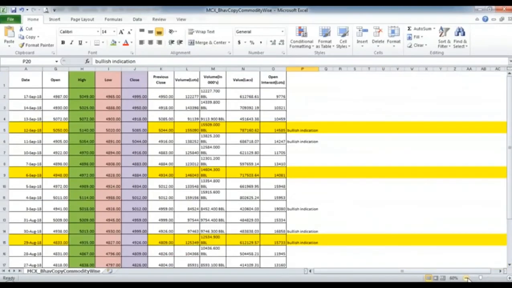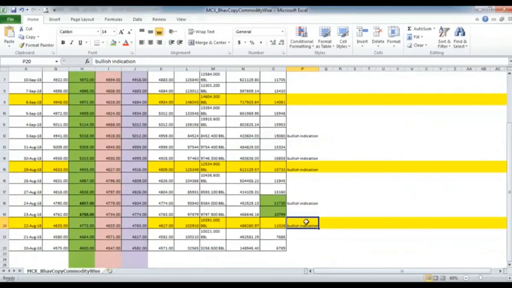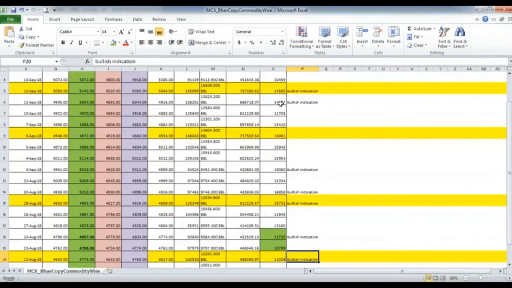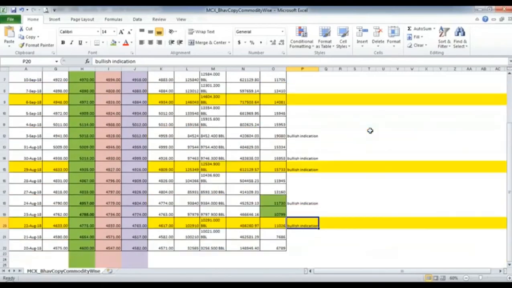Now let's see. All these yellows are inventory days, right? On this inventory day, was there a bullish indication? There was. There is a bullish indication on the inventory day. The price was 47.63. It jumped 200 rupees by the next inventory. Again, a bullish indication on an inventory day.